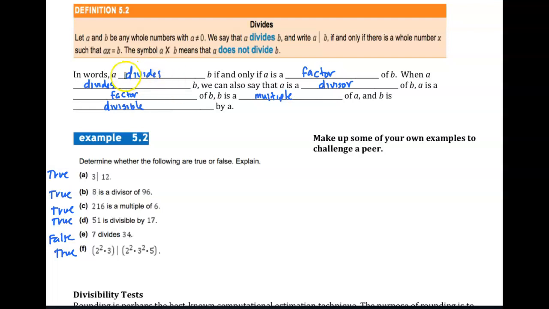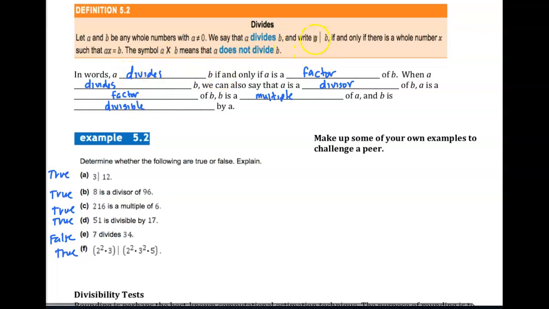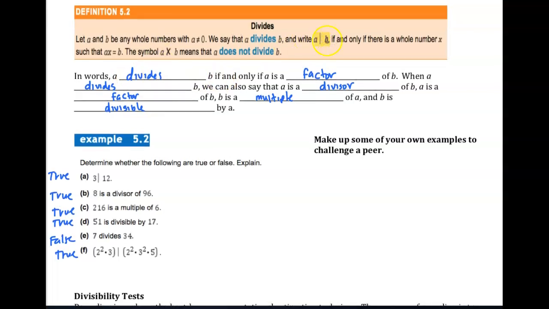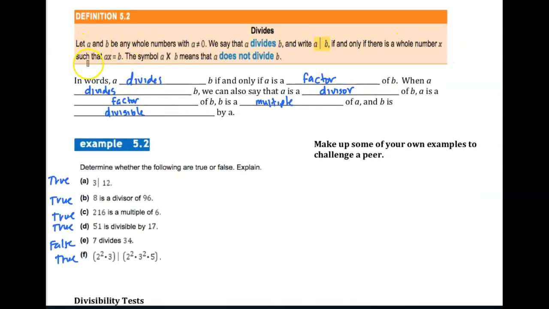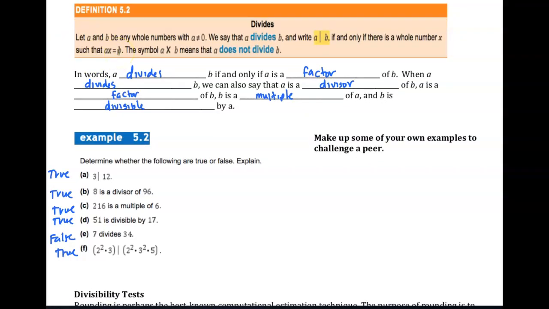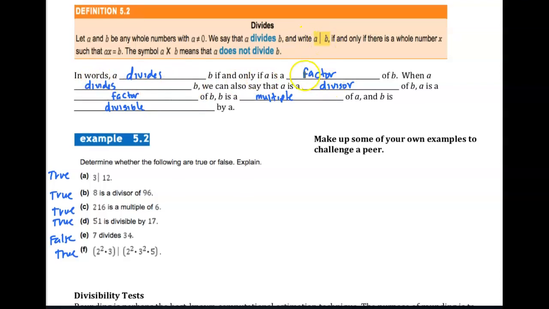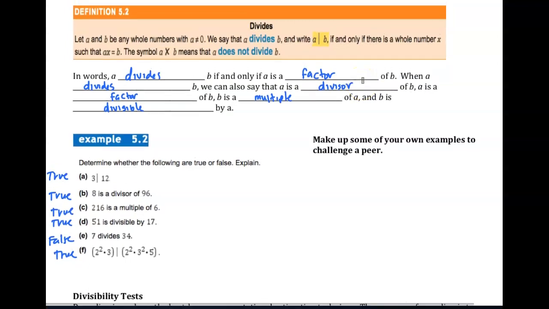So we have A divides B. You look at this symbol here, we can say A divides B if and only if there's a whole number X such that A times X equals B. That should make sense, that A and X are factors. A times X equals B is the same as saying A divides B, meaning A goes into it. More formally, we can say A divides B if and only if A is a factor of B.